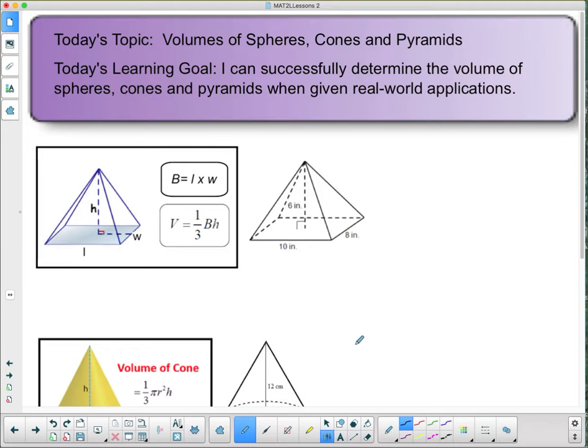Well, hello and welcome to our lesson on the volumes of spheres, cones, and pyramids. So today's learning goal: I can successfully determine the volume of spheres, cones, and pyramids when given real-world applications.